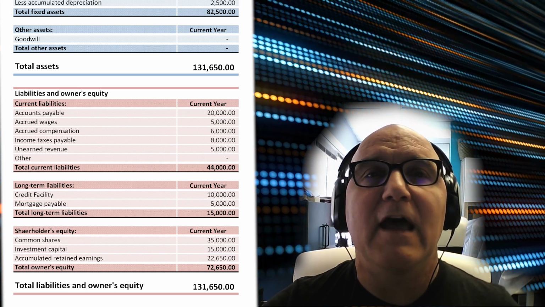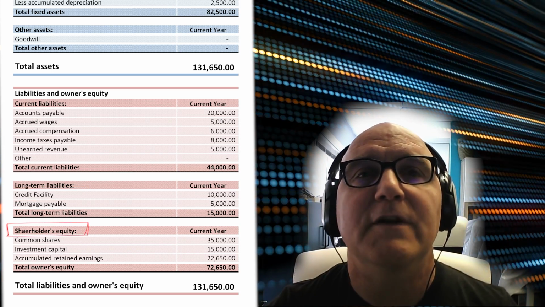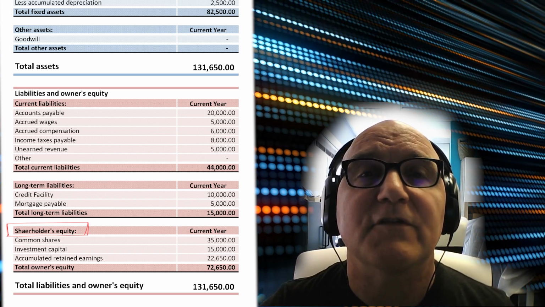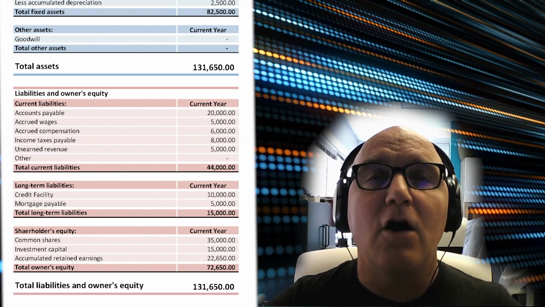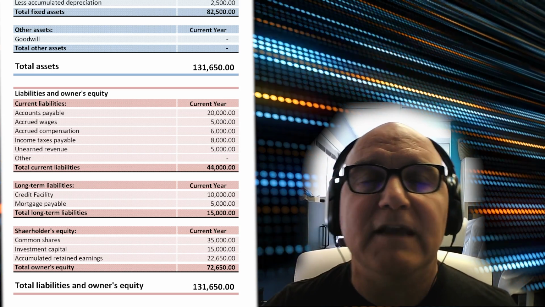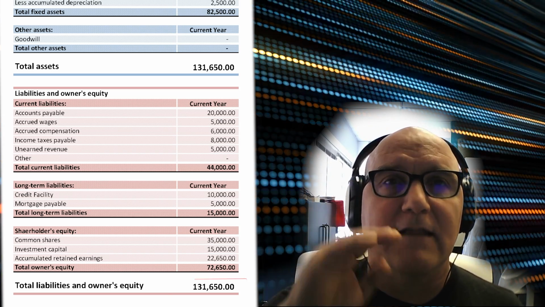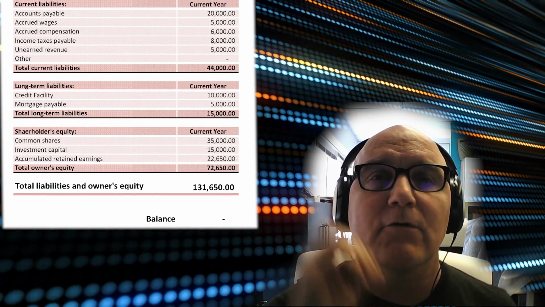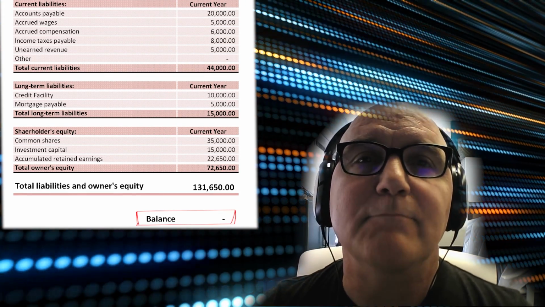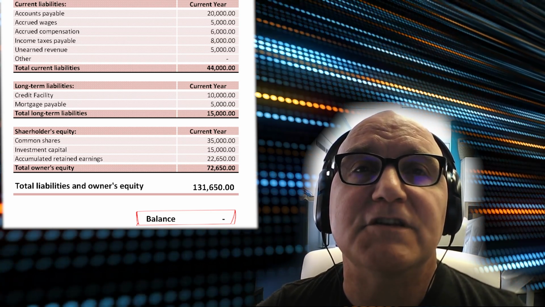The remainder you have is called shareholders' equity. This is the capital left over after subtracting liabilities from assets. Now you take all three of those items, basically subtracting liabilities and shareholders' equity from assets, and you end up with a zero. That means that the account is balanced. This is why it's called a balance sheet.